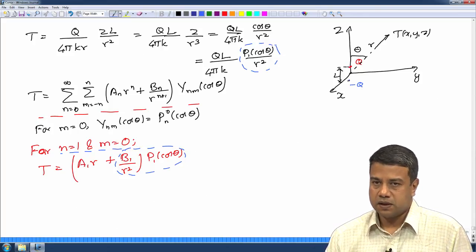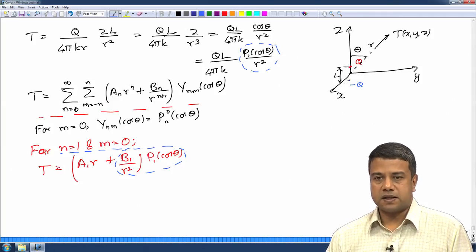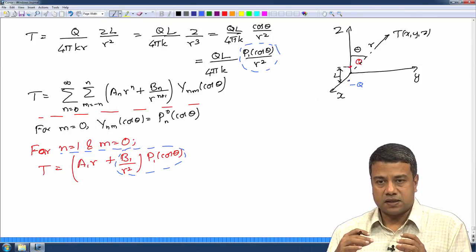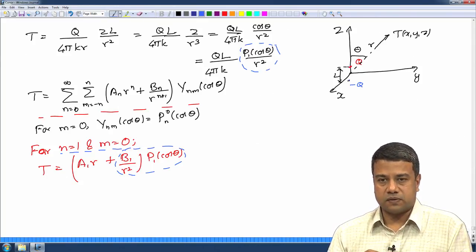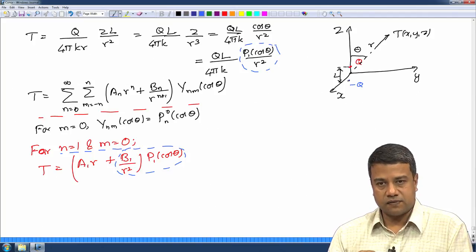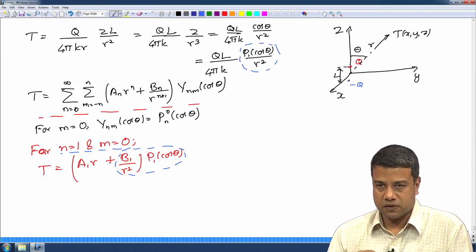For the point dipole solution, the temperature decreases as 1 over r square. I have a source and a sink close to each other. That means that outside of these, there is no net source, because whatever is coming out of one source is going back into the sink. There is no net generation of energy. The net source is equal to 0. For a point source, I had told you that the temperature decreases as 1 over r. In this case, there is no net source. You have a superposition of a source and a sink such that the net energy from one goes back into the other. In that case, the temperature decreases as 1 over r square.